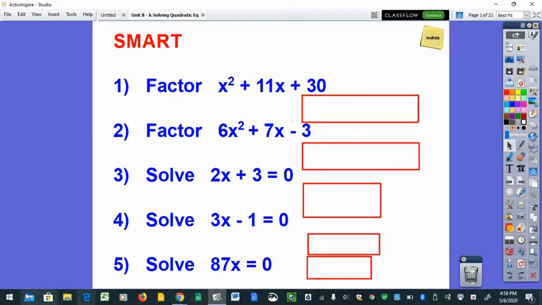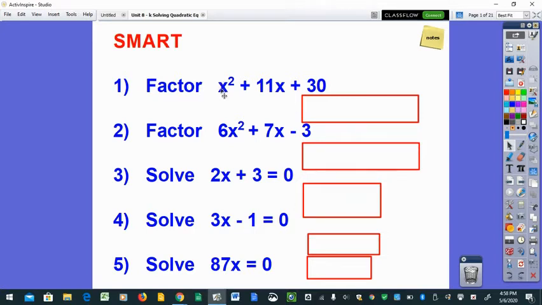And then 3, 4, and 5 are asking you to solve. This is just a two-step equation. This one's actually just a one-step equation. So can you pause the video, factor the first two, and solve the next three? And we'll come back in a second and check how you did.